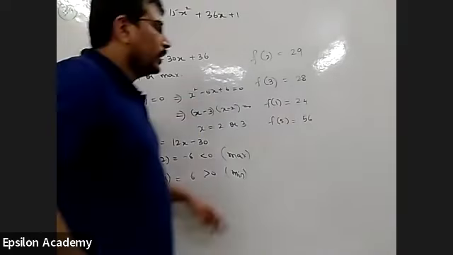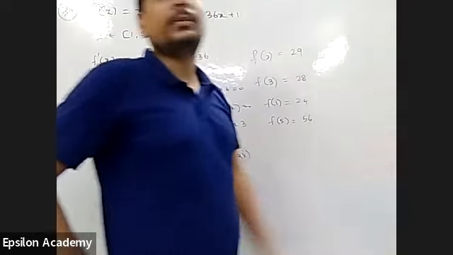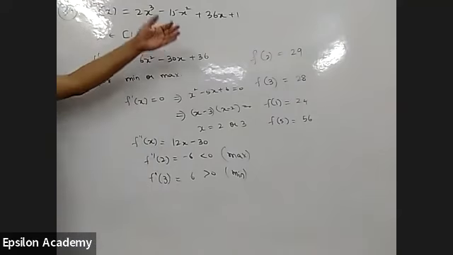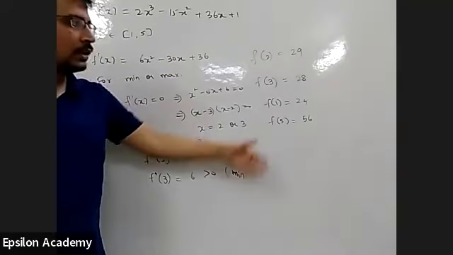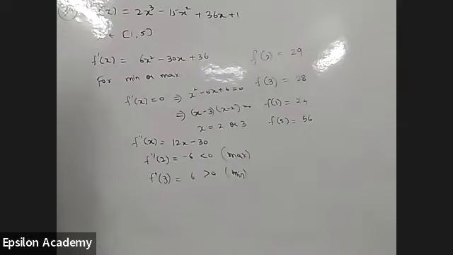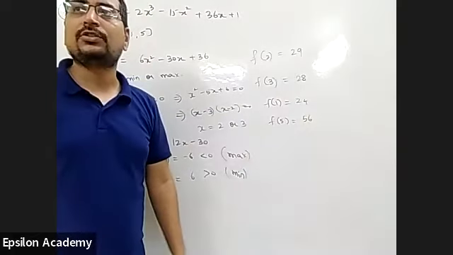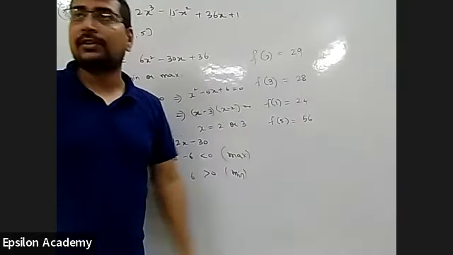So 29, 28, 24, 56. Now tell me which is the minimum value. They asked you the absolute minimum value, right? We have written these values, but out of these, between the interval 1 to 5, which one is taking the least value? F of 1 is 24, and the maximum value is taken at f of 5, which is 56.